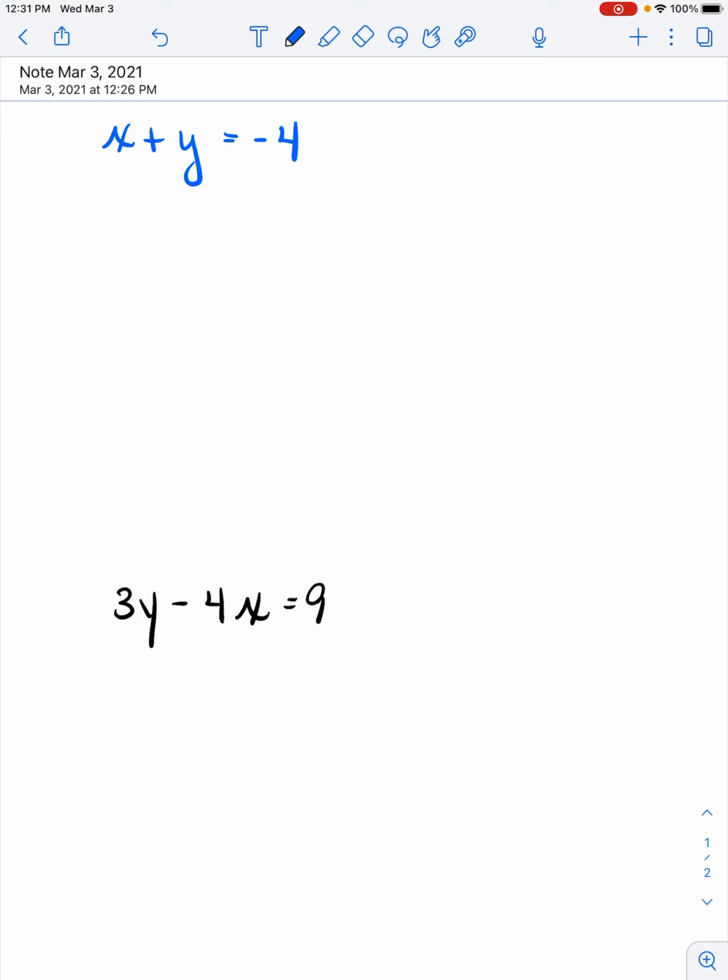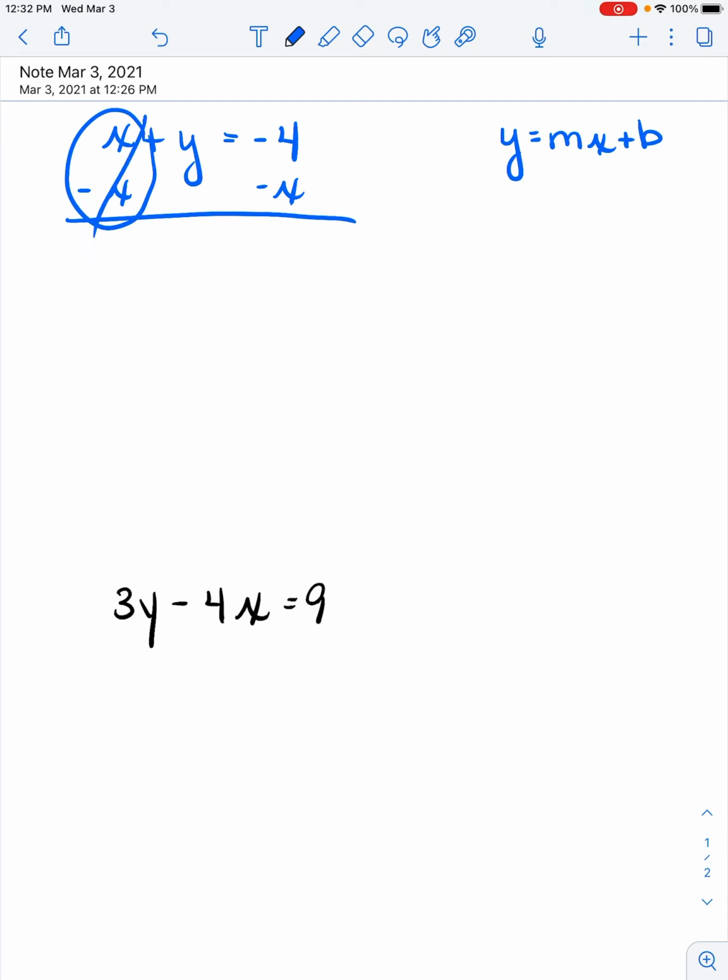So we want to take x plus y equals -4, and we want to put it into slope-intercept, which would be y equals mx plus b. So we need to isolate y. How are we going to do that? By simply subtracting x from both sides.